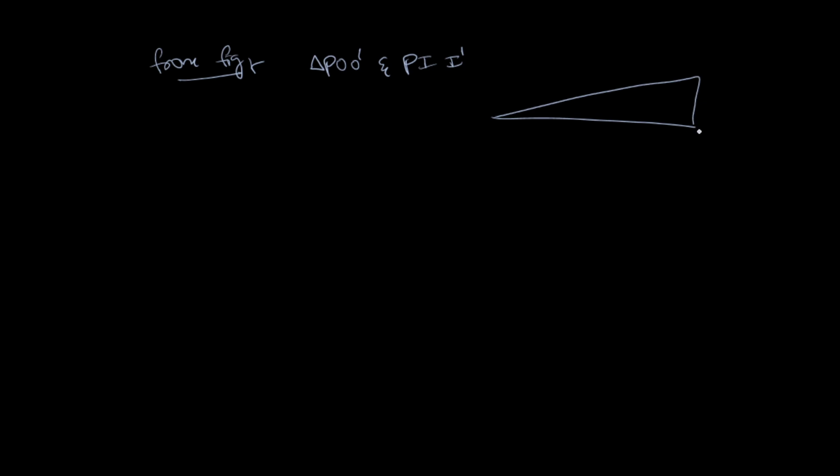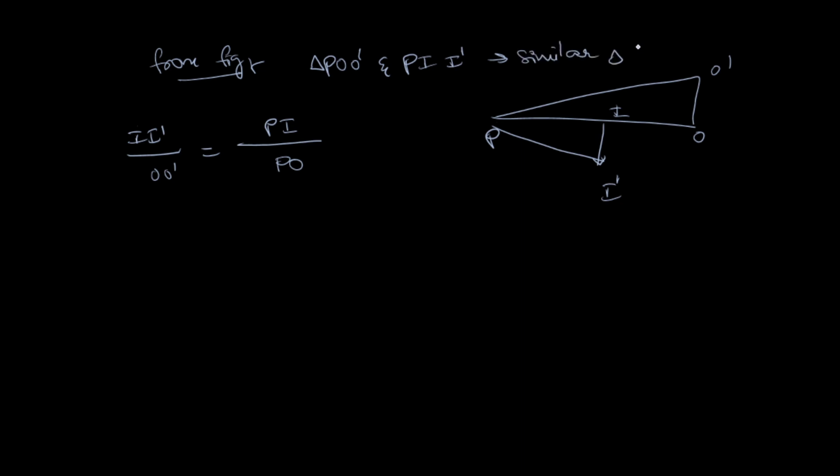From the figure, triangle PO prime and triangle PI prime are similar to each other. Let us draw a figure here. This is P, this is O prime, and triangle PI prime; here we have the image. Both these triangles are similar to each other. Therefore, from this figure, I prime by O prime is equal to PI by PO. As both these triangles are similar, all the sides of the two triangles will be in proportion to each other.